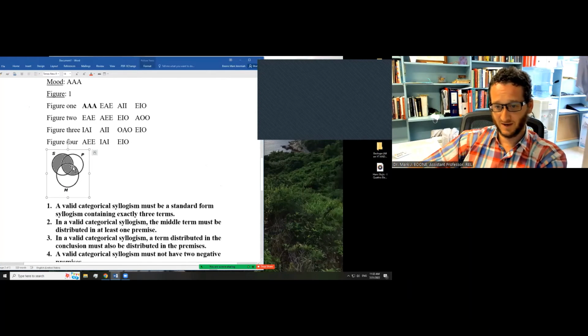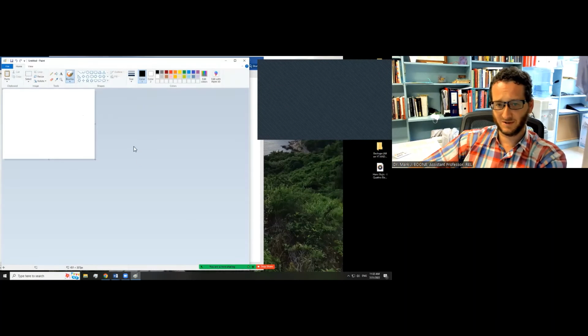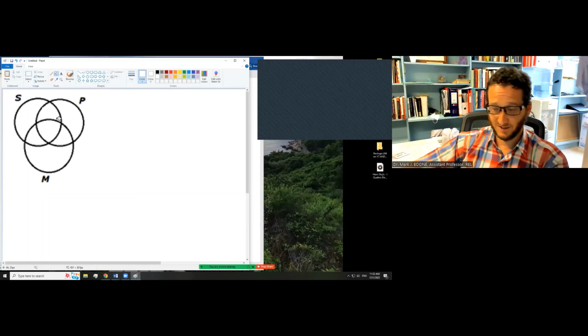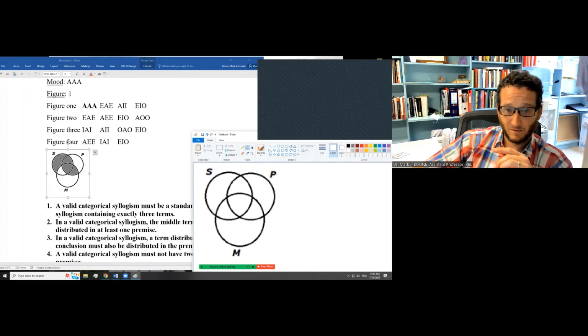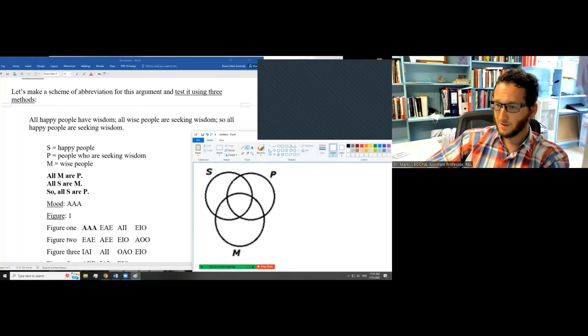But let's do a Venn diagram to double confirm this and for the practice of it. But this Venn diagram is not set up properly. And now our Venn diagram is set up properly. So the form of our argument is all M are P, all S are M, so all S are P. So to Venn diagram that, we observe that all M's are P's. There's nothing that's an M that's not a P. All S's are M's. There's nothing that's an S that's not an M.